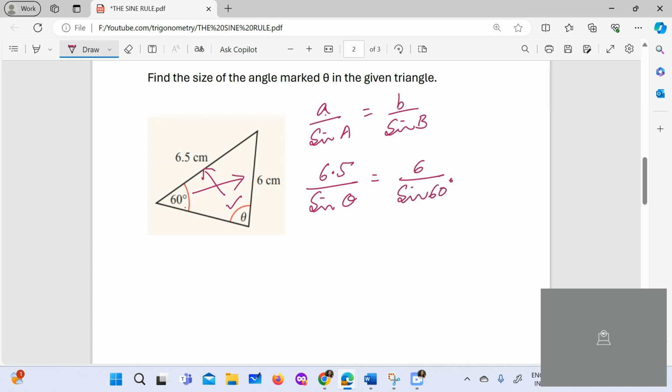Right. Now we will cross multiply. So you will get 6 sine theta is equal to 6.5 sine 60 degrees.